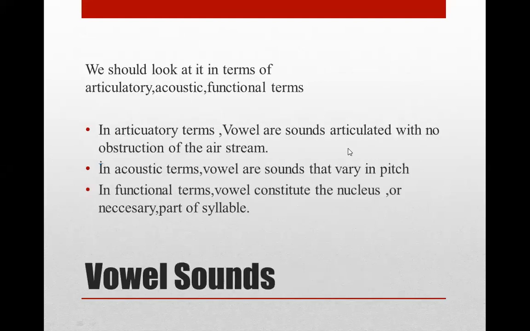To adequately define a vowel, we need to look at it in articulatory, acoustic, and functional terms. In articulatory terms, vowels are sounds articulated with no obstruction of the airstream, that is, with open articulation. In acoustic terms, vowels are sounds that vary in pitch, which is determined by the quality of the sound wave. And in functional terms, vowels constitute the nucleus or necessary part of the syllable.